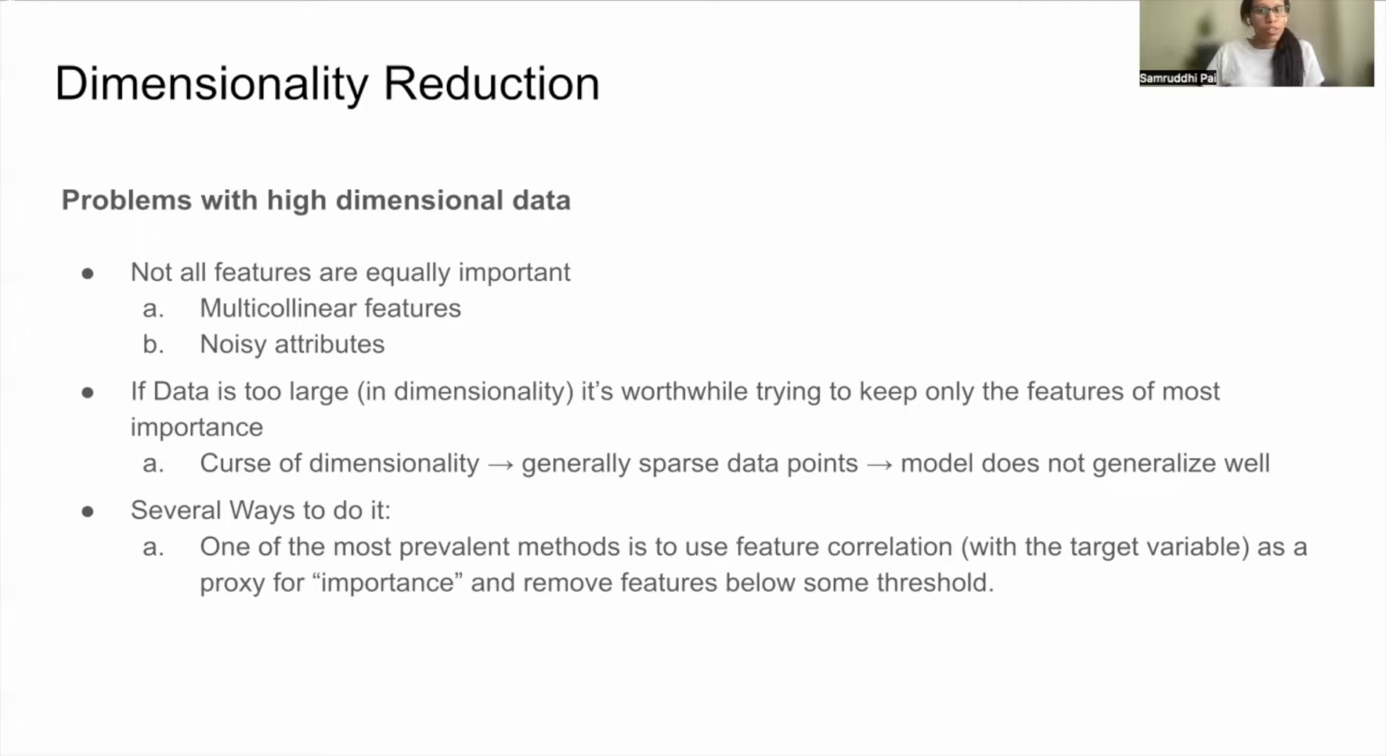There are several ways for reducing the dimensions, but one of the most important ways, or the most used way, is to compute feature correlation between the input features and the target you're training for, set a threshold and remove all the features that are not really important for the model.